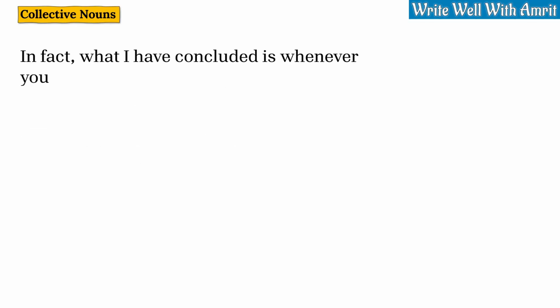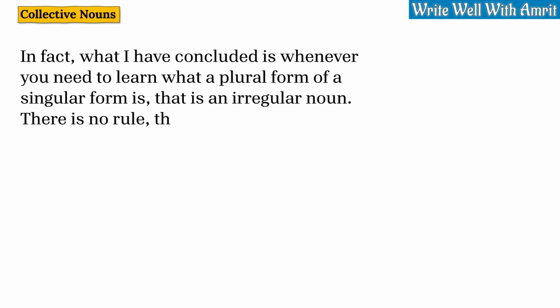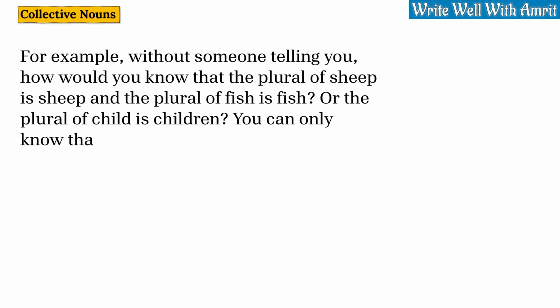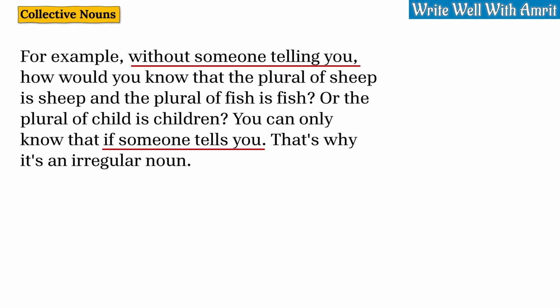In fact, what I have concluded is whenever you need to learn what a plural form of a singular form is, that is an irregular noun. There is no rule, there is no method. For example, without someone telling you, how would you know that the plural of sheep is sheep and the plural of fish is fish? Or the plural of child is children? You can only know that if someone tells you. That's why it's an irregular noun.